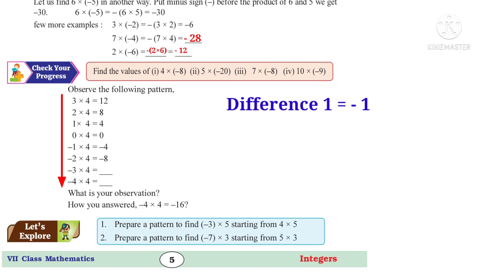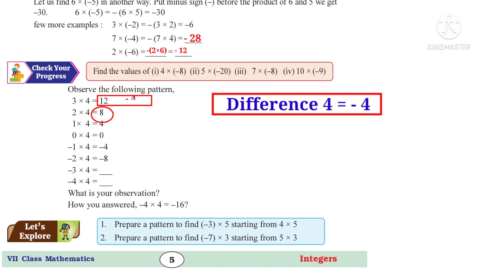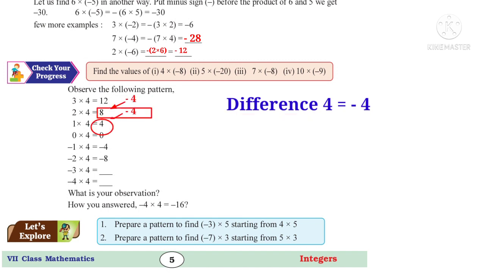That is, 3 minus 1 is 2, 2 minus 1 is 1, 1 minus 1 is 0, 0 minus 1 is -1. And all these numbers are multiplied by a fixed second number, that is 4. So we are getting the products, and the products are also having the same difference 4. That is, 12 minus 4 is 8, 8 minus 4 is 4, 4 minus 4 is 0, 0 minus 4 is -4, -4 minus 4 is -8, -8 minus 4 is -12, -12 minus 4 is -16.